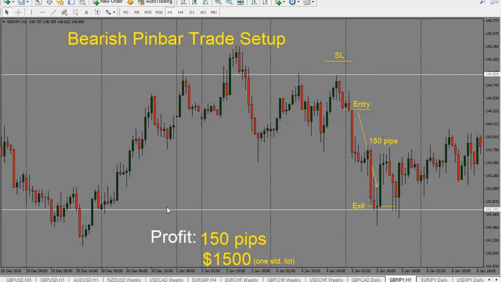And once we get to this support and resistance level here, we see that the price could reverse. So we exit our trade. From entry to exit, we get 150 pips in our trade. So our profit is 150 pips or $1,500 if trading one standard lot.